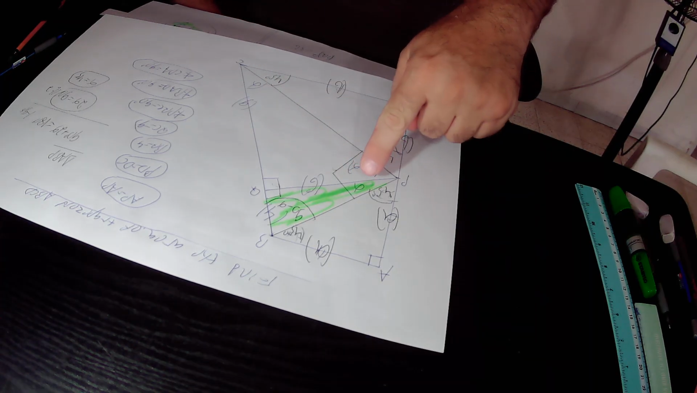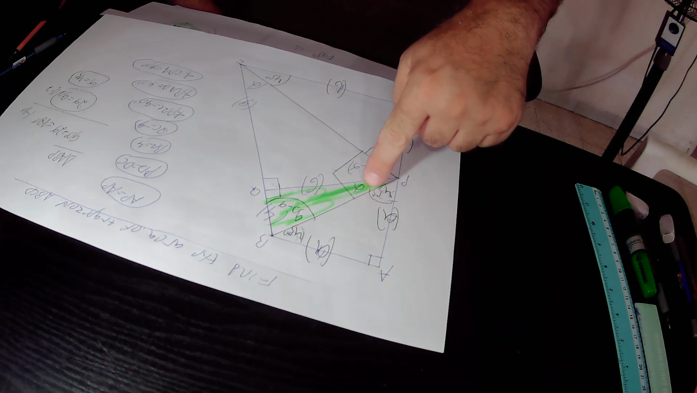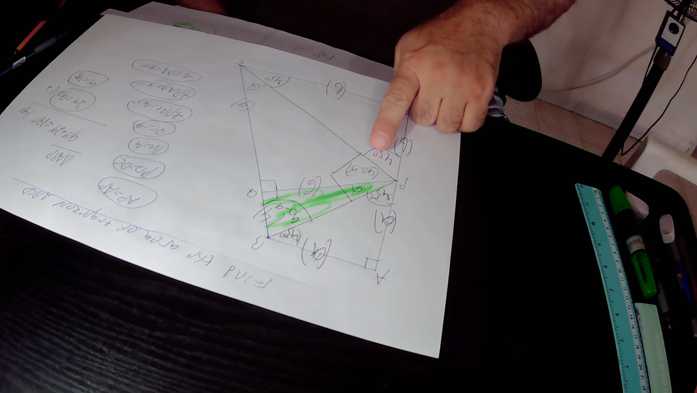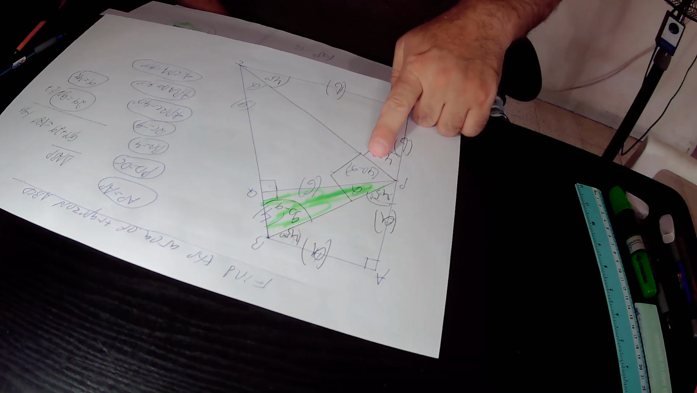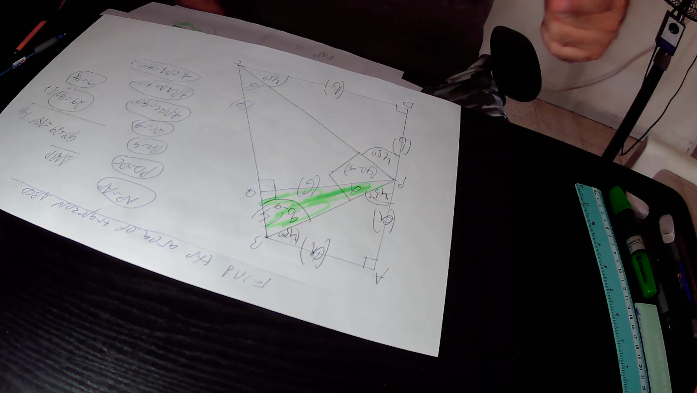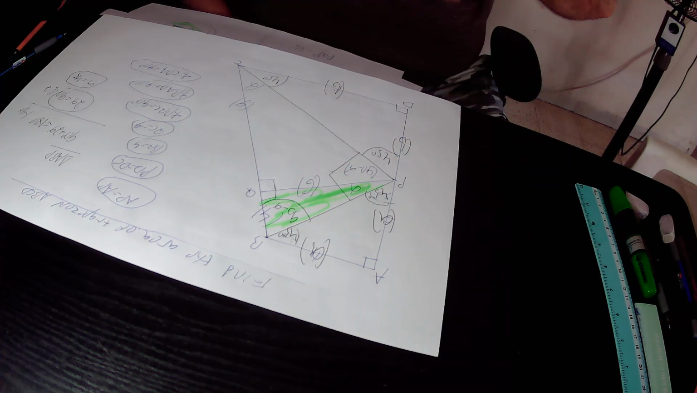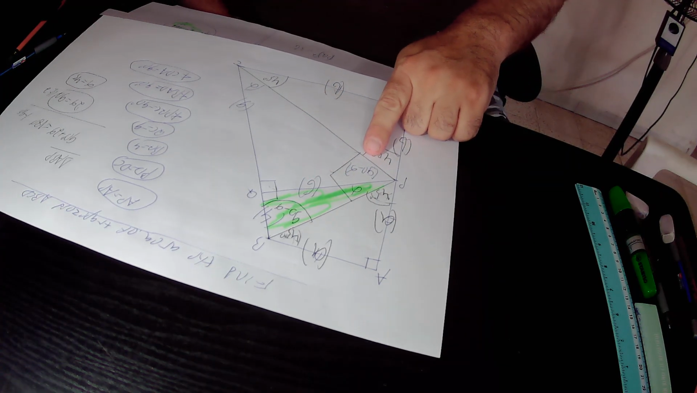So if we define this angle, angle BPQ, as alpha, then this missing angle must be equal to 90 degrees minus alpha. Why? Because 90 degrees minus alpha plus alpha is 90 degrees. That is exactly the size of the big angle BPC. So this missing angle must be equal to 90 degrees minus alpha.